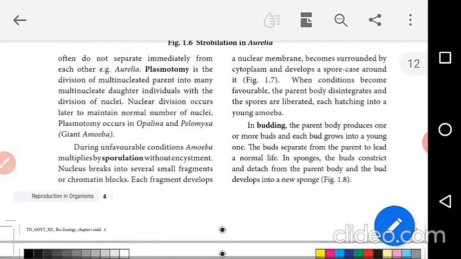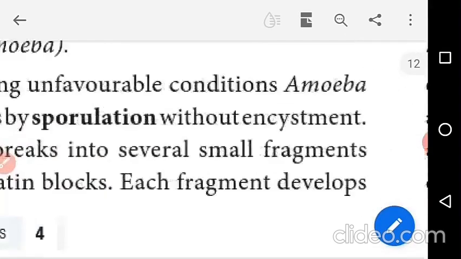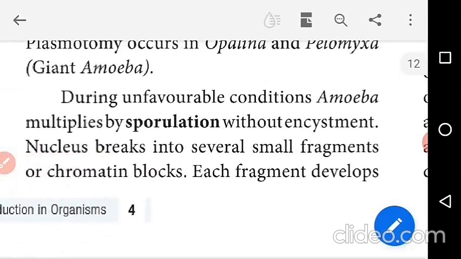During unfavorable conditions, the amoeba follows sporulation. Sporulation is similar to multiple fission, but in multiple fission the entire body is covered by a cyst wall, whereas in sporulation it is not covered by a cyst wall. This is the major difference between multiple fission and sporulation. Sporulation also occurs in unfavorable conditions.